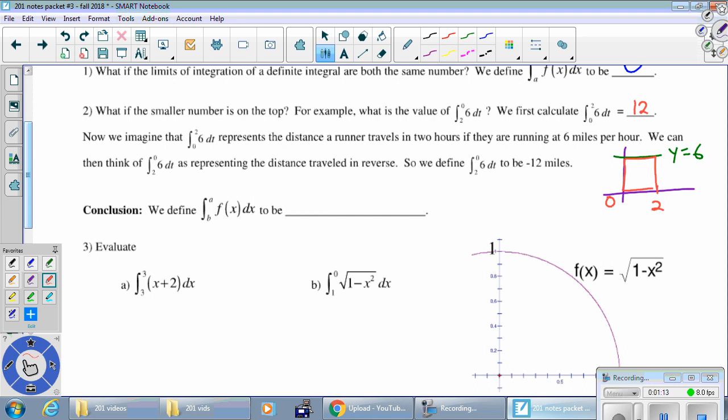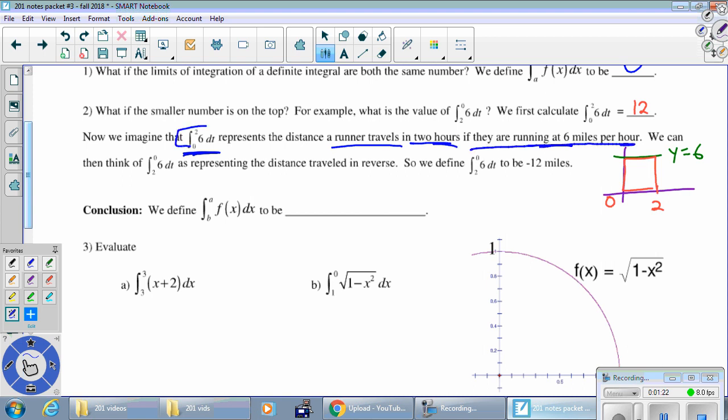Easy. Now we can imagine that this integral represents the distance a runner travels in 2 hours, that's the 0 to 2, if they are running at a constant 6 miles per hour. That's the 6 right there. You buy it? Area underneath that velocity curve, of course, is the total distance traveled in those 2 hours.